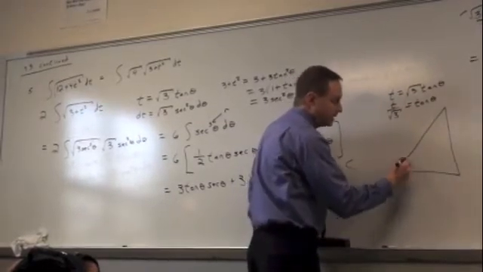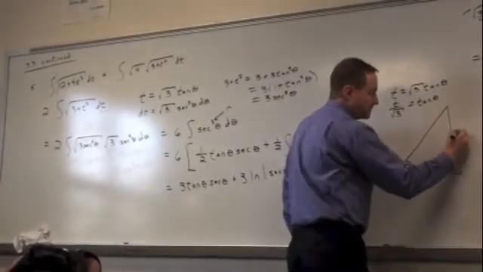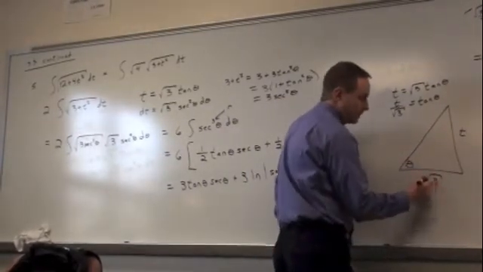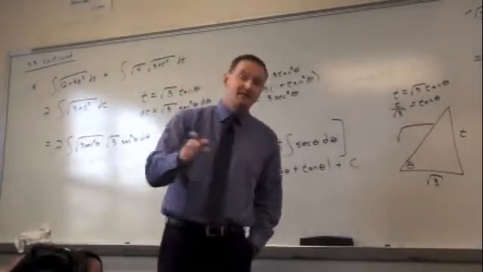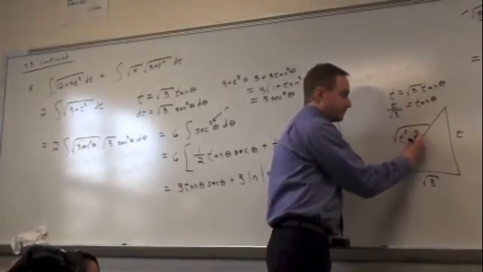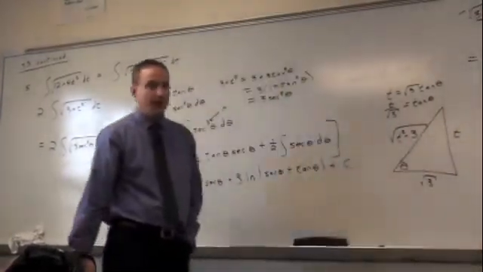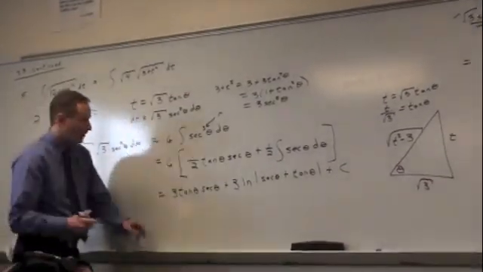So here's theta. T is opposite theta. The square root of 3 is adjacent to theta. And I know that my hypotenuse is going to be the square root of t squared plus the square root of 3 squared, t squared plus 3. Trig triangle defined. So now I go into my problem.